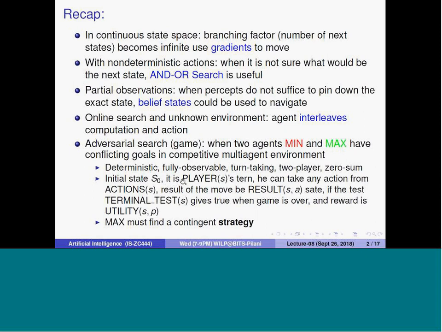You call this function PLAYER(s). It tells who is to move in this particular state s, whose turn it is. PLAYER(s) returns either min or max. If you have a board position, you ask the function PLAYER, and it tells you whose turn it is. He can take any action from the available actions. Every time you cannot take the same action: in different states, different actions are available.